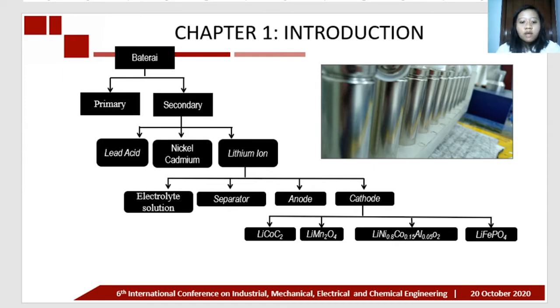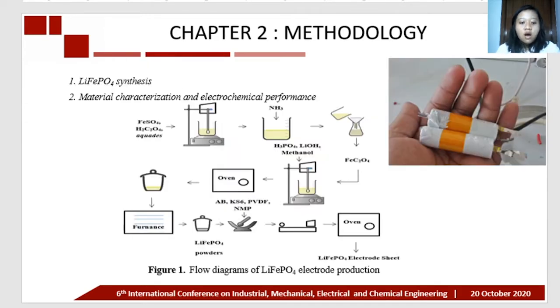There are various types of lithium iron phosphate manufacturing processes. But in this study, we synthesize lithium iron phosphate with composite carbon using the rheological phase reaction method. In a rheological phase system, the reactants are mixed evenly, and water or other solvent is needed to form a viscous solid-liquid system with uniform distribution. The research method is divided into two stages. The first is lithium iron phosphate synthesis, and then characterization and electrochemical performance.